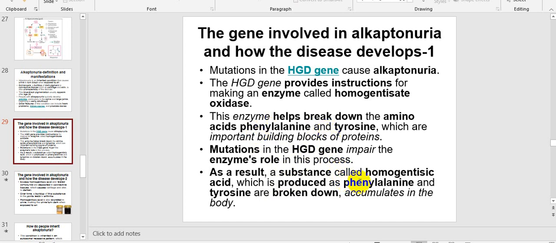So this leads to what? Homogentisic acid, which is produced as a result of what? Inability for phenylalanine and tyrosine to be broken down, leading to accumulation of phenylalanine and tyrosine in the blood.